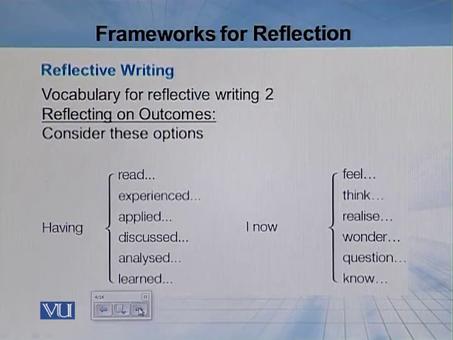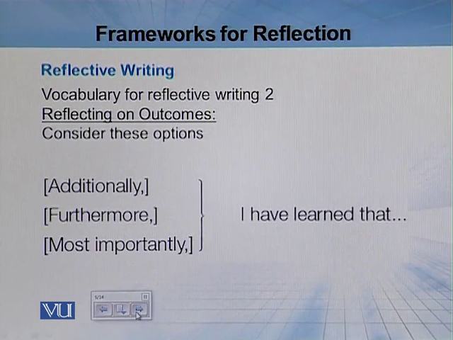Starting a sentence with the word having and then using a verb will help you focus on what you have learned from the experience. Having read, having analyzed, having learned, having applied. These will all help you get a very clear picture for yourself on what you got from that experience. And then by adding I now, and then words like feel or realize, question or know, is helping you think about what you will do next in relation to this learning.